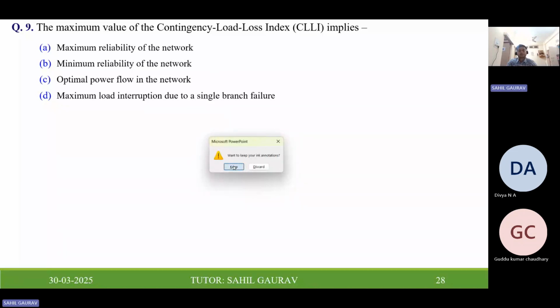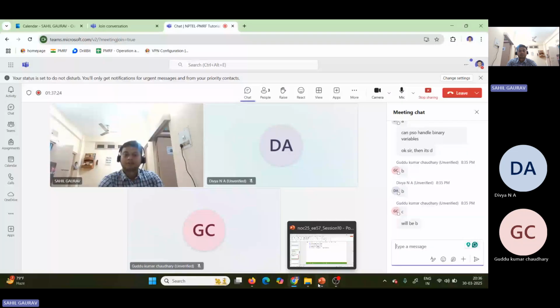I hope I got some of the answers. Dev and Guddu, you are telling B. Yes, B is the correct answer. CLLI is inversely proportional to reliability, so minimum reliability of the network is correct.